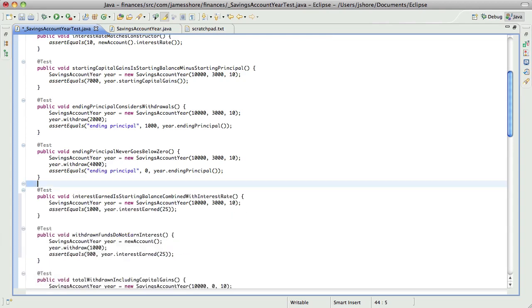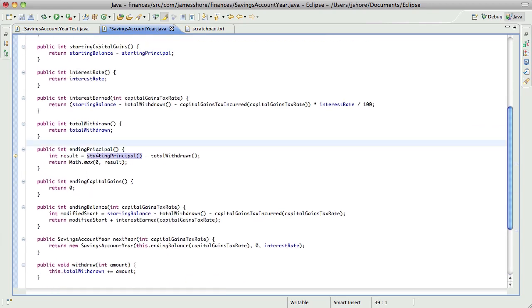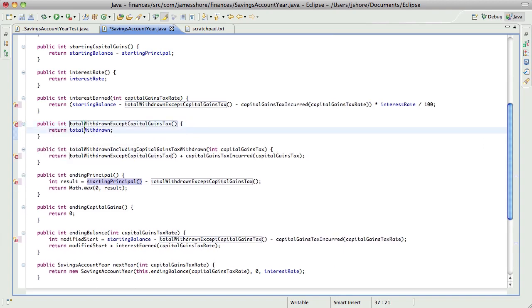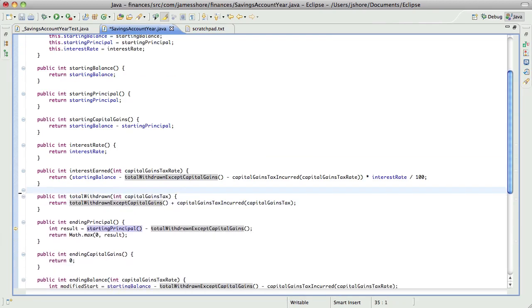So capital gains taxes, what did I just do? Total withdrawn for capital gains taxes, that's good. This total withdrawn includes capital gains withdrawn. Go here. And now I'm going to rename this to just be total withdrawn except capital gains tax. Wait, there's our total withdrawn except capital gains tax. Nice. And this is going to just be total withdrawn. Okay, so I'm going to get rid of total withdrawn except capital gains. I don't think we need it.